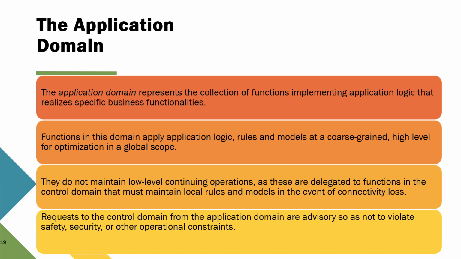Okay, requests to the control domain from the application domain are advisory so as not to violate safety, security, or other operational constraints. So the easier example that I can give you is this: the application domain sets certain logic and rules for the functions in the system to work separately and not cross each other, causing any chaos with the functions.